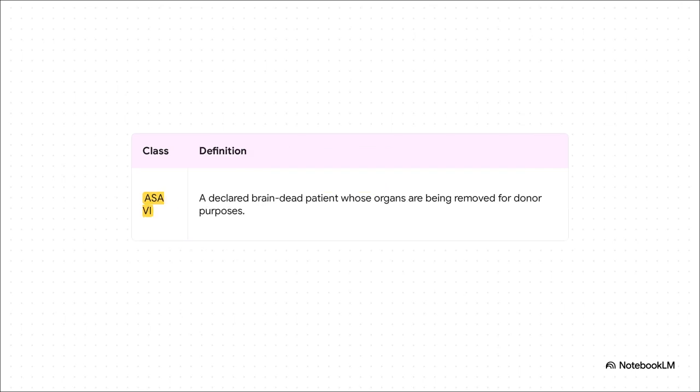And last but not least, ASA 6. This is a very, very specific category. It's used for one thing and one thing only, a declared brain-dead patient who is an organ donor.